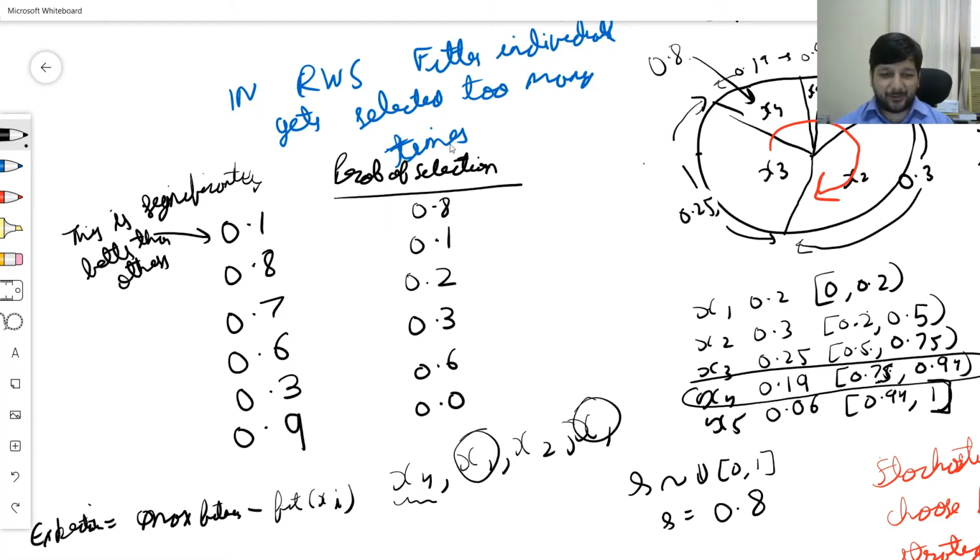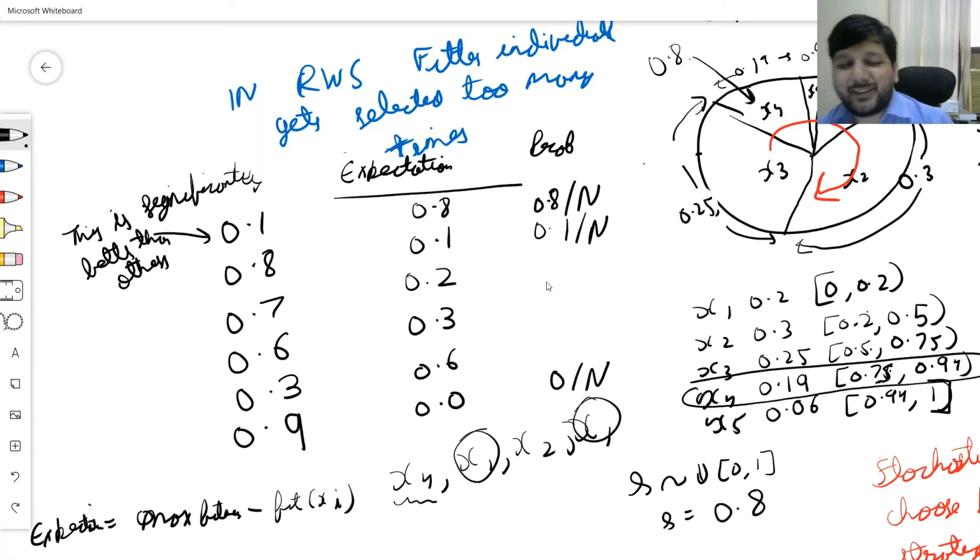Now this is the expectation of selection. And now I can calculate the probability. So it's 0.8 divided by the sum of all this, 0.1 divided by the sum of all this, and so on, 0 divided by the sum of all this. So what turns out is that this number will be extremely large as compared to all others. So only this individual will get selected.